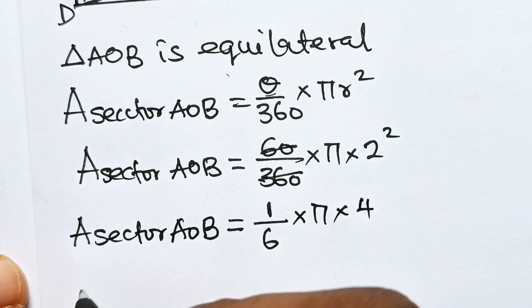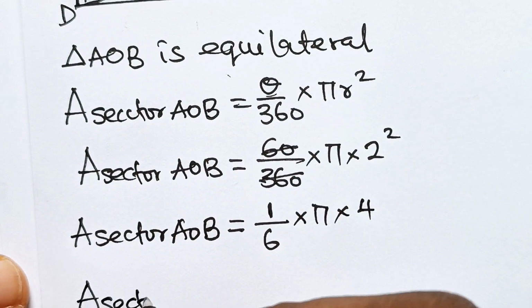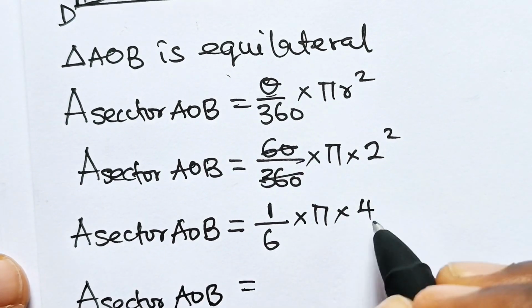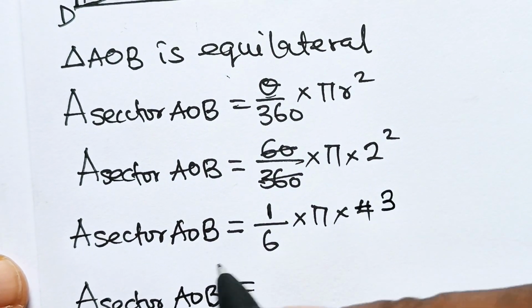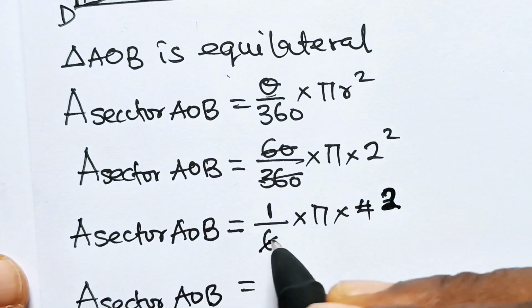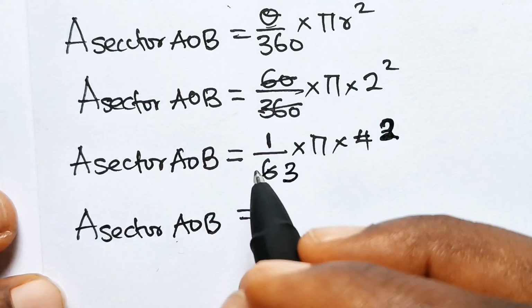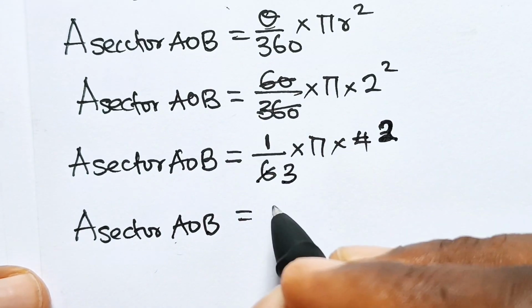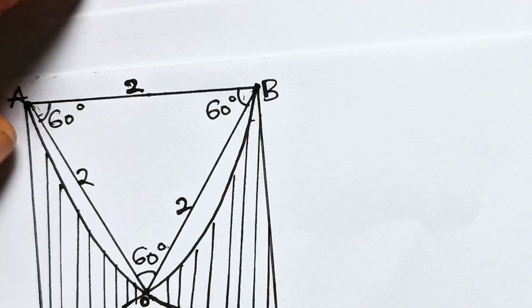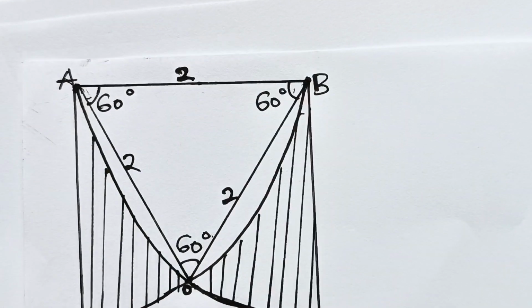So we have area of sector AOB is equal to, we divide 4 and 6 by 2 to give us 2 and 3. So we now have 2 times pi over 3, which is 2 pi over 3. Now we are going to keep this, all right? We are going to keep this.